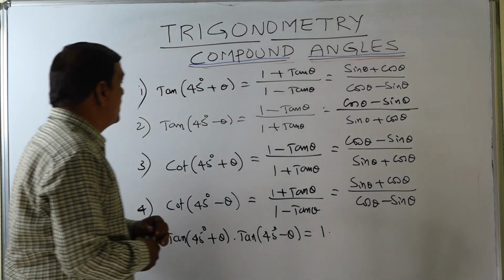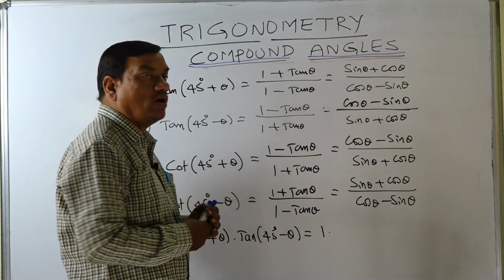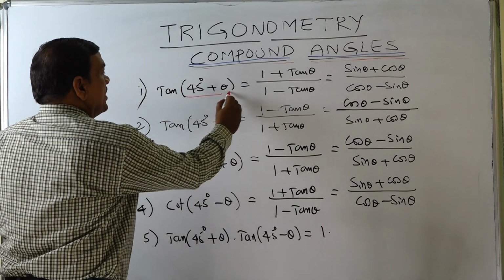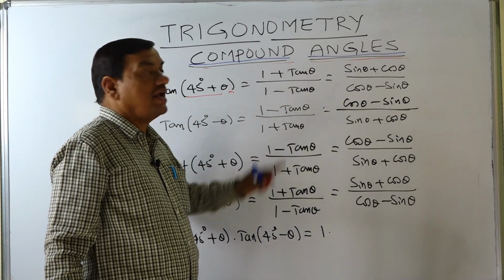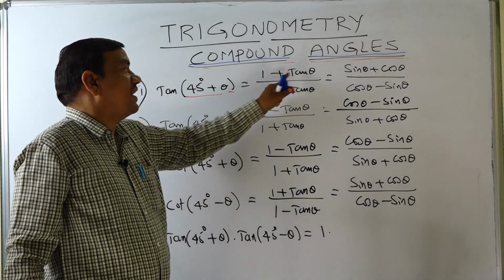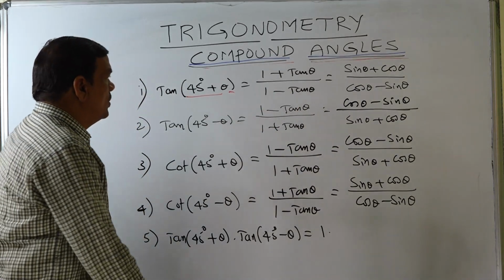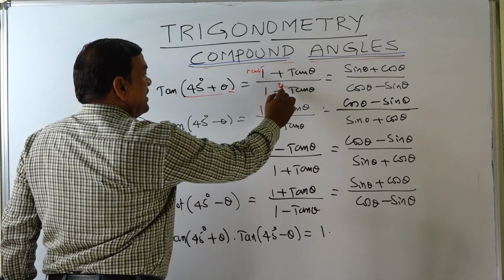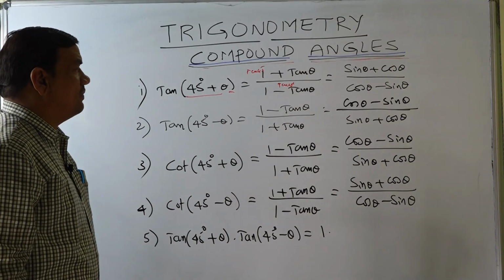See here, tan of (45 degrees plus theta) is equal to 1 plus tan theta upon 1 minus tan theta. So how, sir, is this a formula? Tan of (a plus b) is equal to tan a plus tan b by 1 minus tan a into tan b. Tan 45 value is 1. So that means tan a plus tan b by 1 minus tan a tan b becomes 1 plus tan theta by 1 minus tan theta.